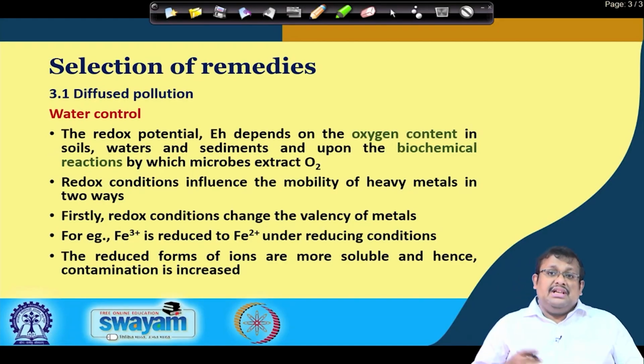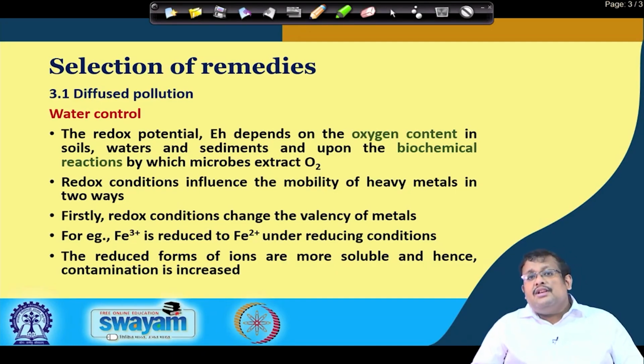Now, the redox potential Eh depends on the oxygen content in the soils, waters and sediments, and upon the biochemical reaction by which microbes extract oxygen. We have already discussed this in the redox chemistry in our previous chapters.